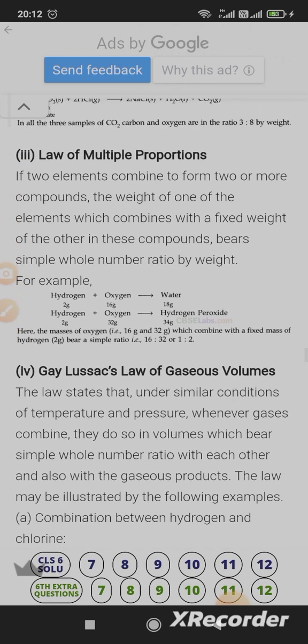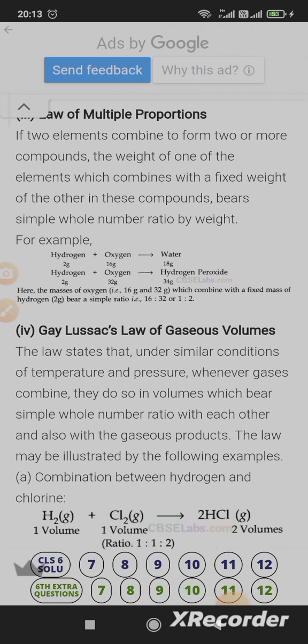Law of multiple proportions. If two elements combine to form two or more compounds, the weights of one of the elements which combine with a fixed weight of the other in these compounds bear a simple whole number ratio by weight. Hence the mass of oxygen which combined with a fixed mass bears a simple ratio.